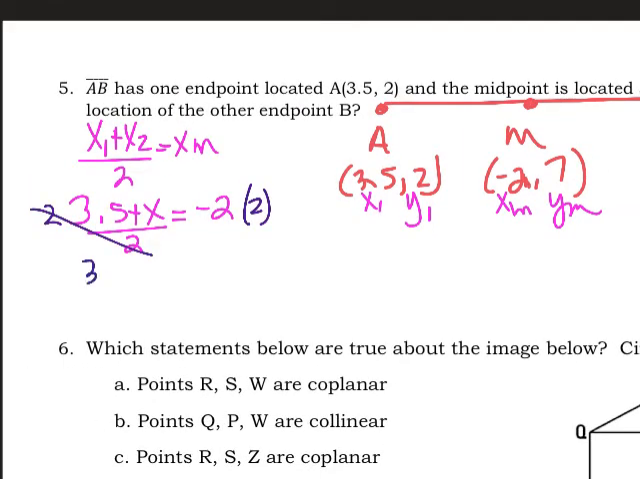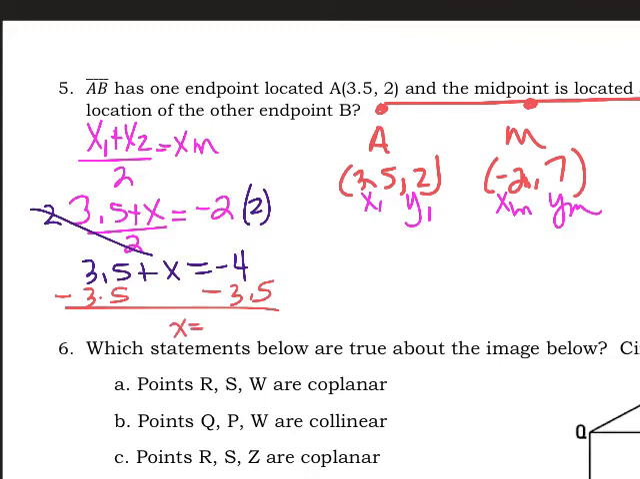Those cancel out. I'm left with 3.5 plus X equals -4. All right, what do I want to do with that 3.5? Subtract it. So what's -4 minus 3.5? What is it? A -7.5. Good.